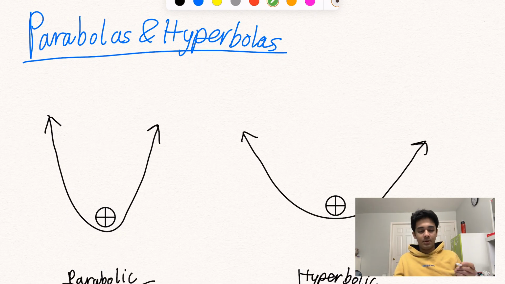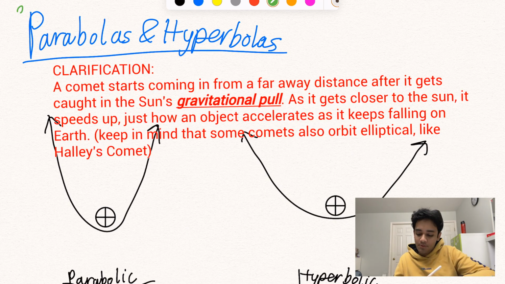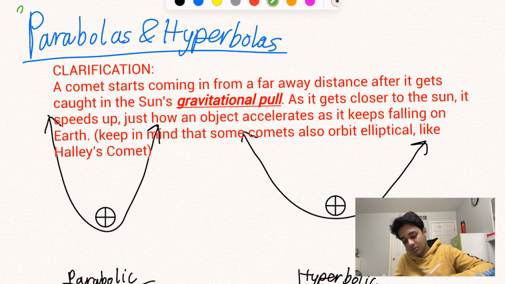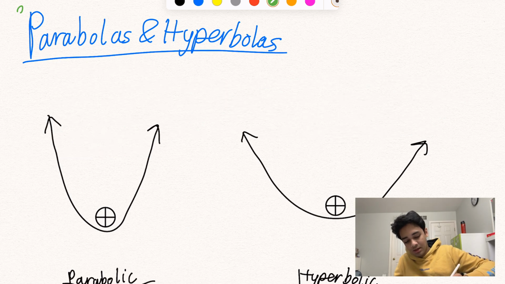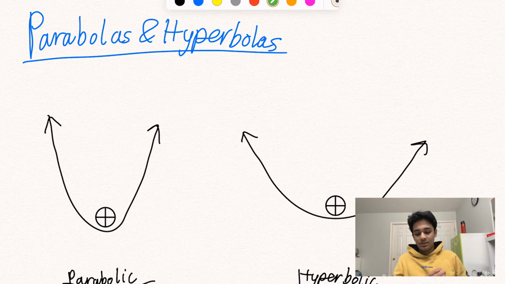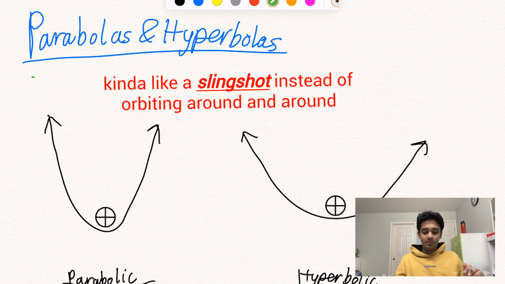Parabolas and hyperbolas are very similar, and they both go like this. Let's take an example of a comet around the sun. It starts at a very far away distance. It'll speed up as it goes closer, and then it'll swoop around the sun and leave permanently. Meaning that objects that orbit in parabolas and hyperbolas, they don't really orbit, they just come visit.